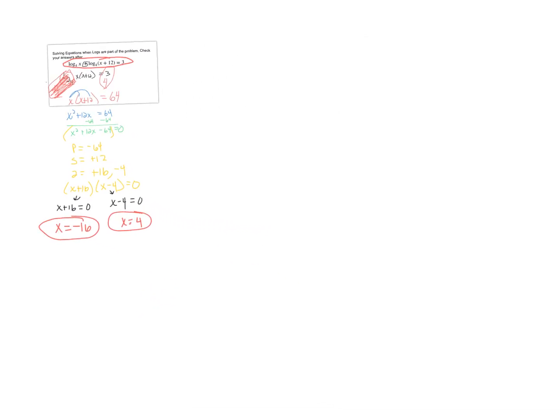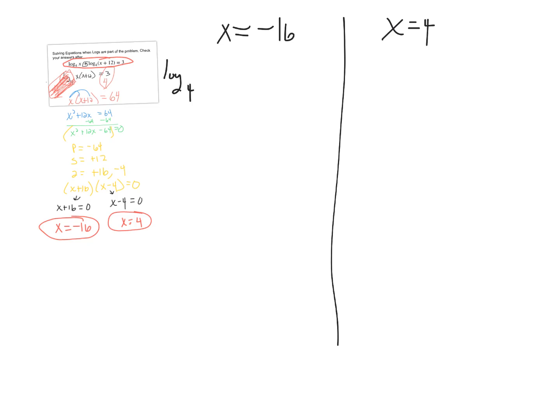All right, so let's pull this over here, because now we have to do our check. Oh, my pen shut off again. Okay, so let's split this. All right, so we're going to do when x is -16. We're going to do when x is going to be +4. Our original function, log base 4 of x plus log base 4 of x plus 12 is supposed to equal 3.